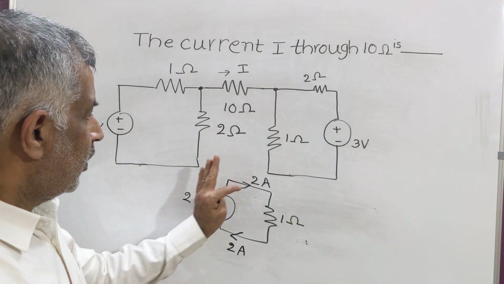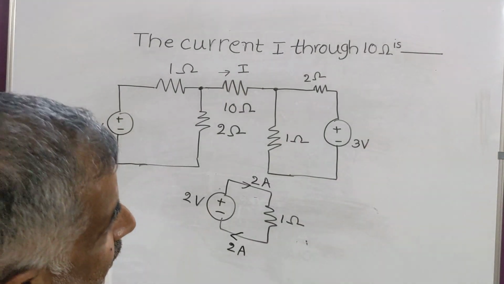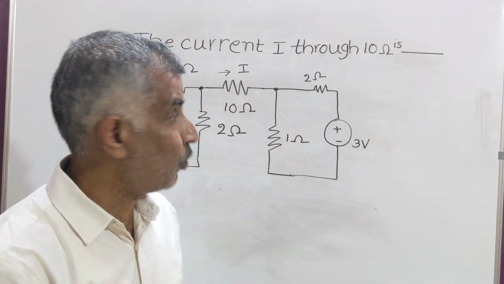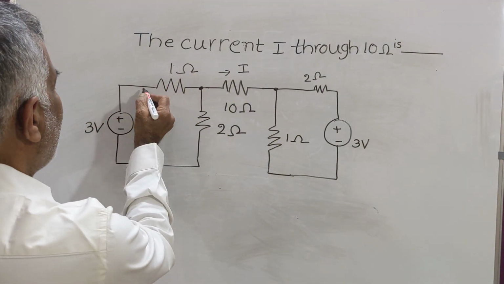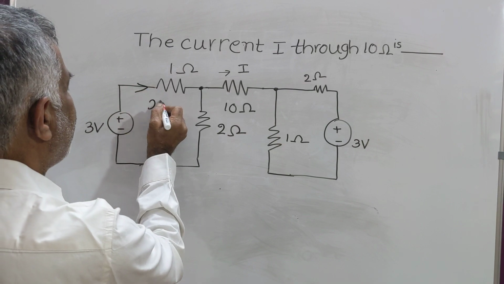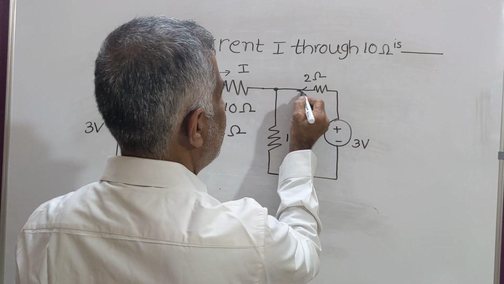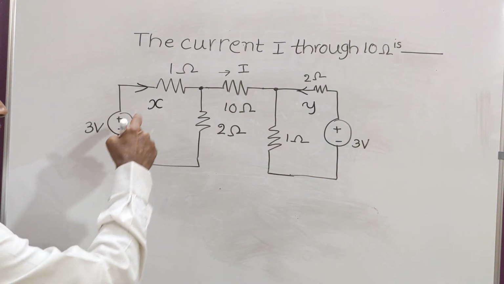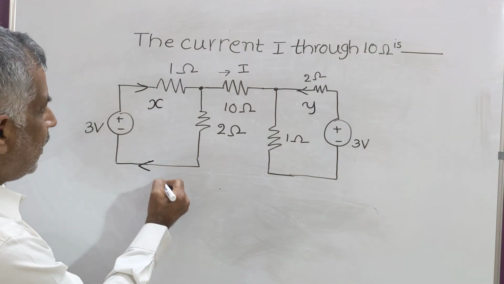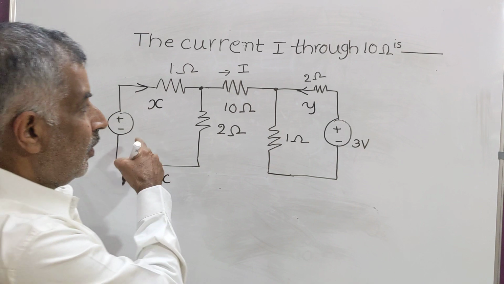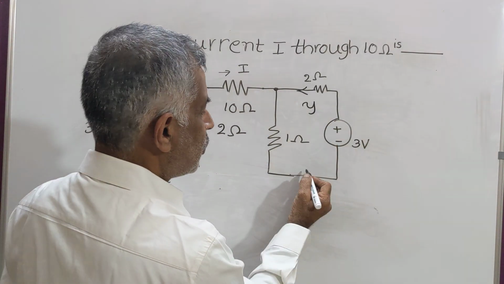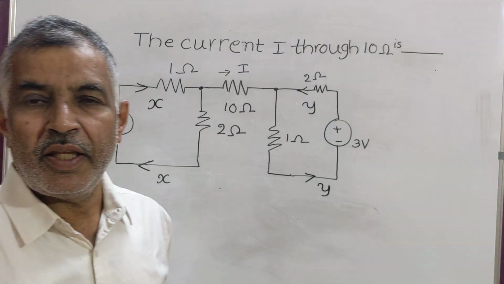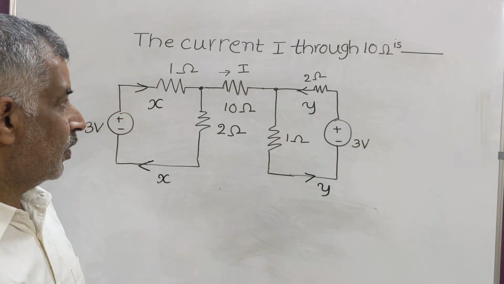Now, keeping this point in mind, let us go back to the circuit. In this circuit, for example, if you choose this current as X and this current as Y, the same X must enter the negative terminal here, and here also the same current Y must enter the negative terminal of the 3 volt battery.